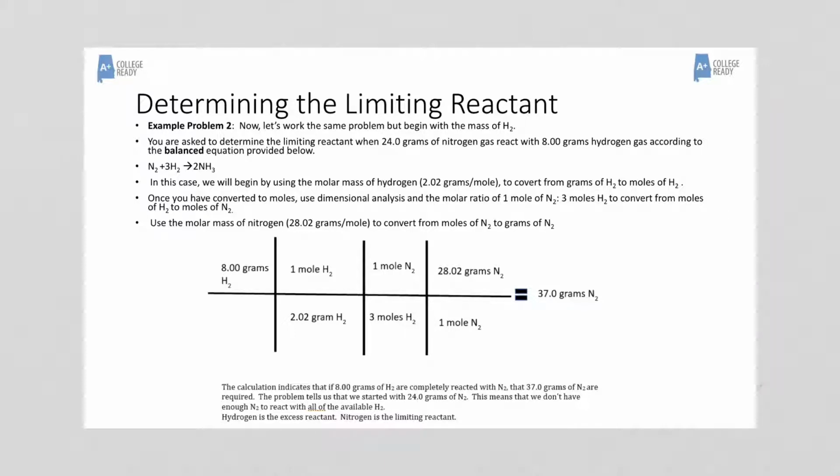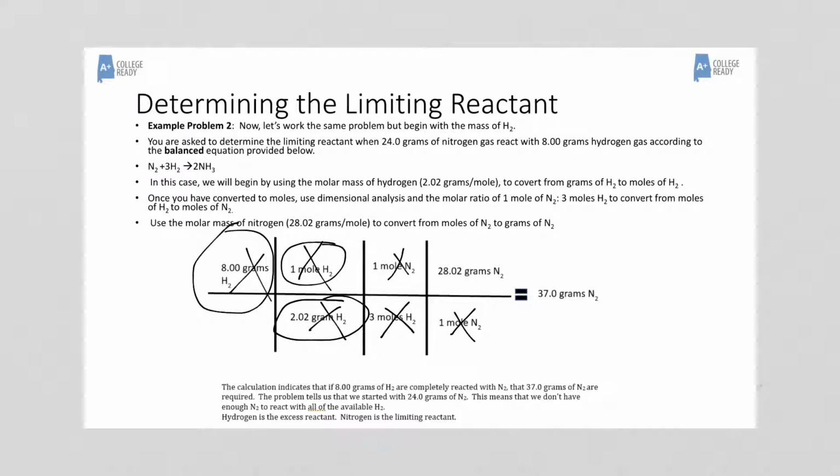Now we're asked to work the same problem, but start with hydrogen. So we're starting with 8 grams of hydrogen. We use the molar mass of hydrogen to convert from grams of hydrogen to moles of hydrogen. We use a mole ratio of 3 moles of hydrogen to 1 mole of nitrogen. Remember, that came from our equation. And then we use the molar mass of nitrogen gas, 28.02 grams per mole. We do the math. We multiply across the top. We divide by the bottom. And we get 37.0 grams of nitrogen.